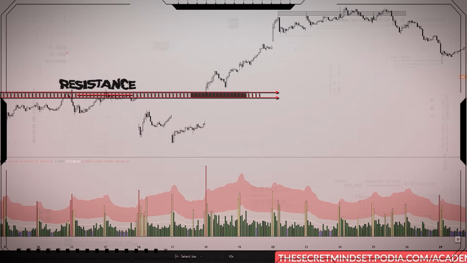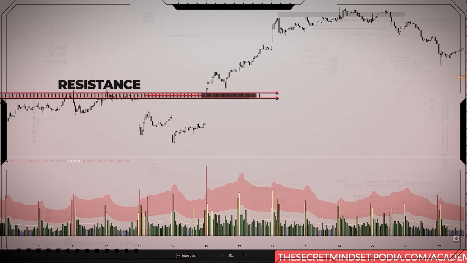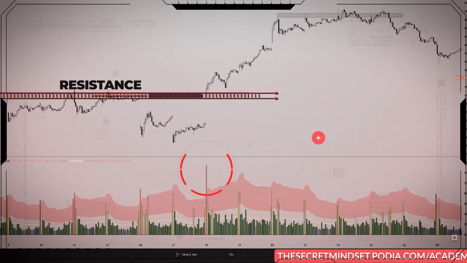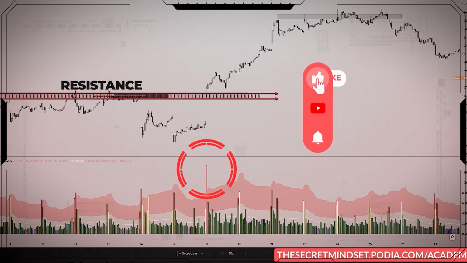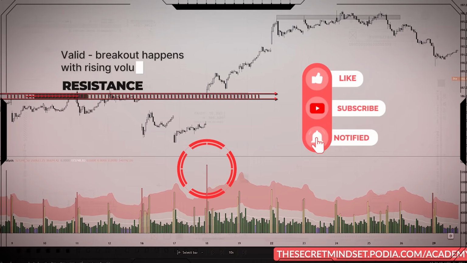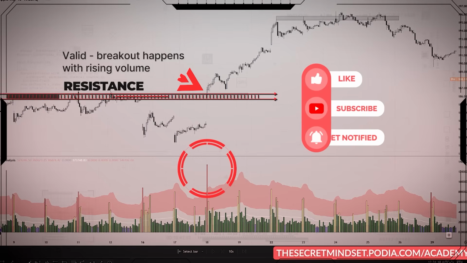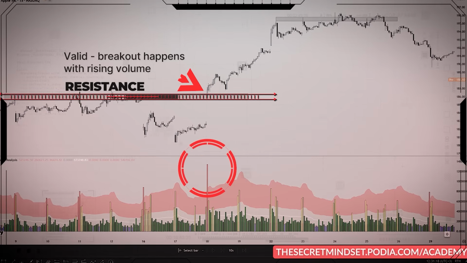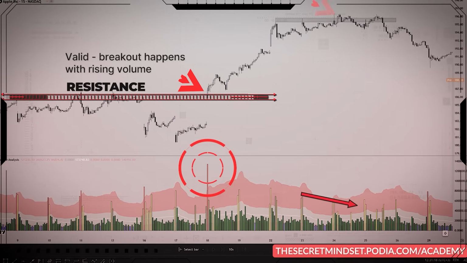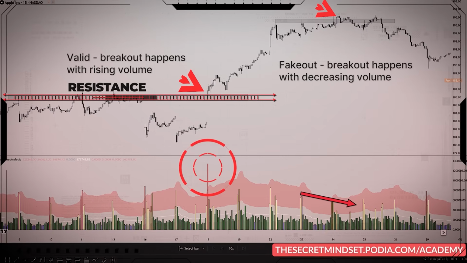When a market is consolidating and trading sideways on low volume, a sudden increase in volume could mean that a breakout is coming. If the breakout happens with rising volume, that's a good sign that the breakout is legit. But if the breakout happens on low volume, it might be a fakeout.